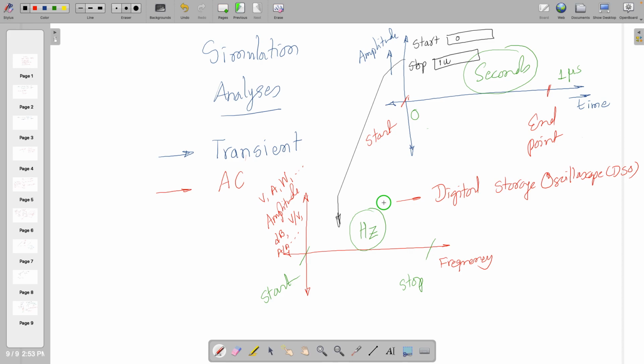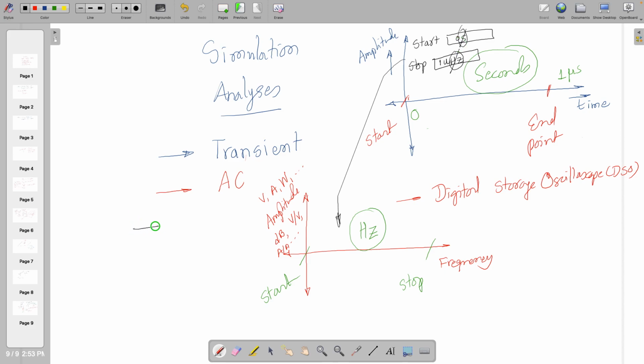Most of the time, students are asking me, sir, my simulation is not working, because they are adding extra units over here, which is not required. Simulator is intelligent enough. Just avoid them. Okay, don't use units, meaning volts, hertz, seconds, amperes, don't use that.